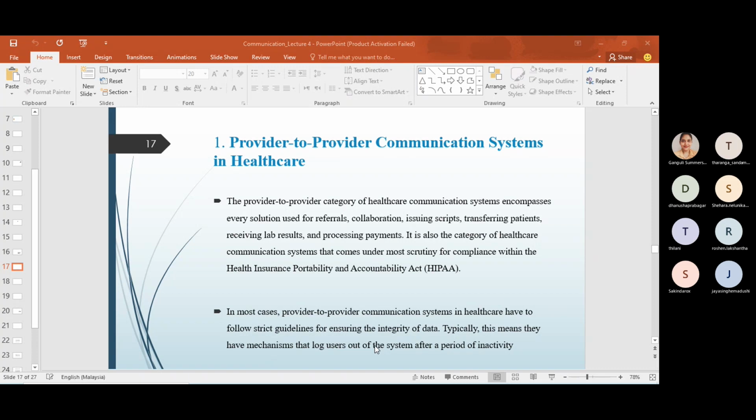in healthcare have to follow strict guidelines for ensuring the integrity of data. Okay, so these provider to provider communication systems always have strict guidelines to protect the privacy of data. For example, they have some mechanisms that log users out of the system after a period of inactivity. I think you might have experienced this in online banking as well. If you have settled any online payments, you might have experienced it, because if you log into your account and remain inactive for a few minutes, like 5 to 10 minutes, you will be automatically logged out. So that protection system is there in provider to provider communication systems as well, to protect the privacy of data.